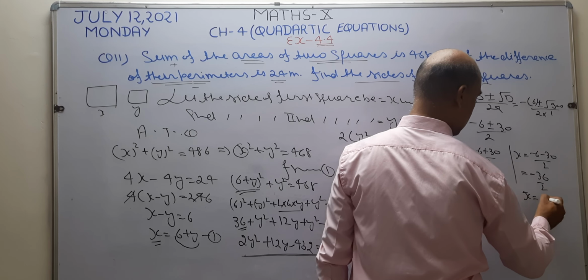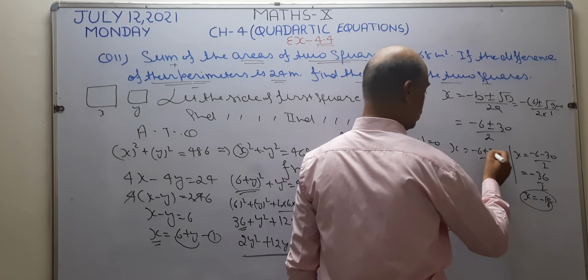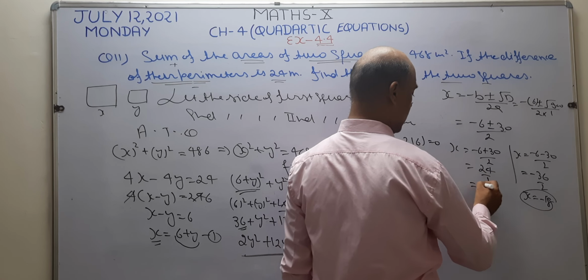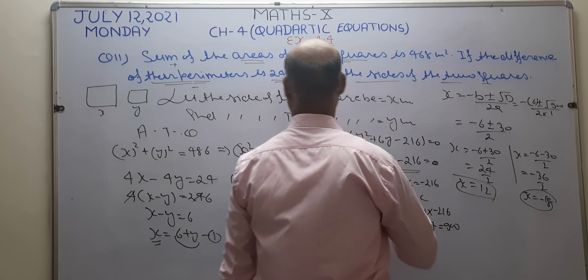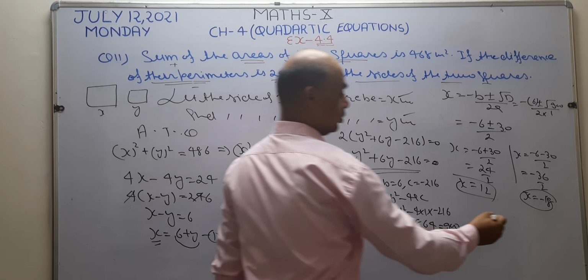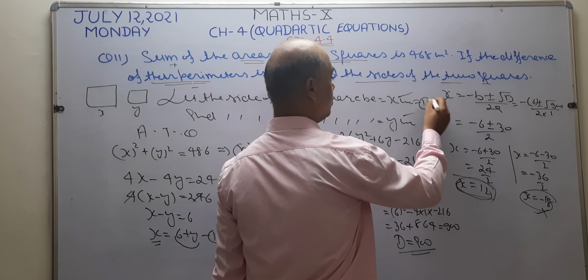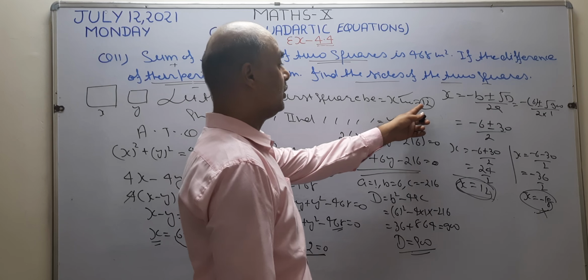So value of y from this I take minus 18. So this becomes plus minus minus. 36 minus 6 is 24. 24 by 2 becomes 12. As a side cannot be negative, so this is going to be rejected. The value of y I take 12. Side of second square will become 12.